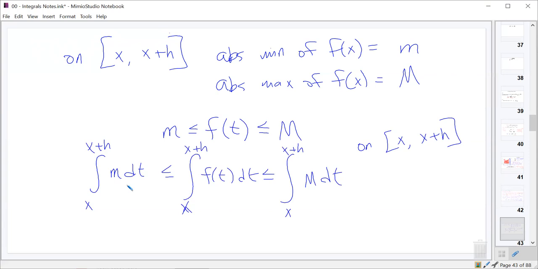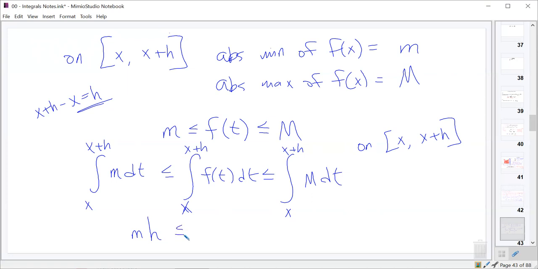And if we are going to take an integral of a constant, right, that's just going to give us a rectangle. It's going to be a rectangle that has a width equal to the difference between x and x plus h, and a height equal to m. Well, what's the difference between x plus h and x? It's just h. So that tells us that the area underneath a function represented by little m from x to x plus h ought to just be little m times h.